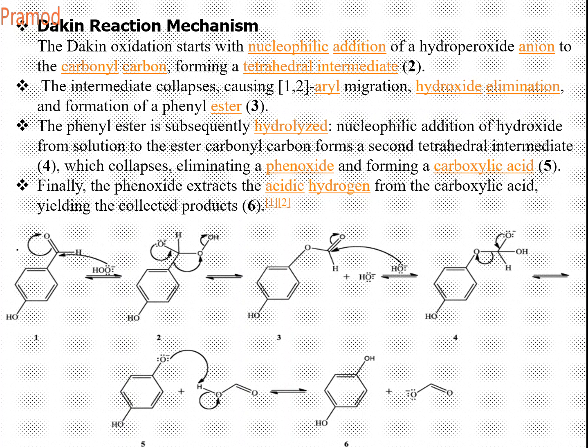With the loss of hydroxide ion, a phenyl ester is formed. Now this phenyl ester that is formed undergoes hydrolysis, giving the phenol and the acid.